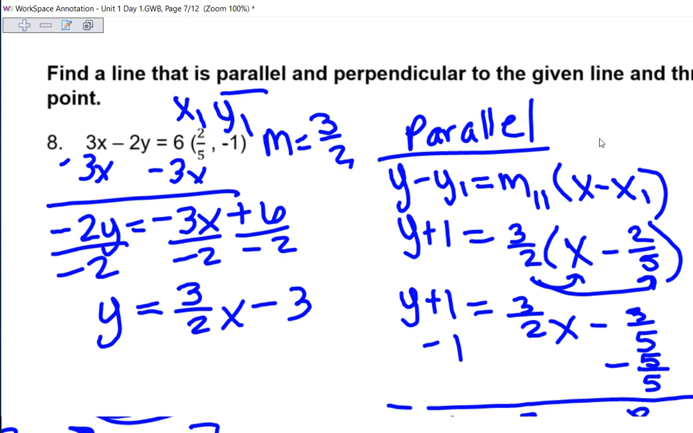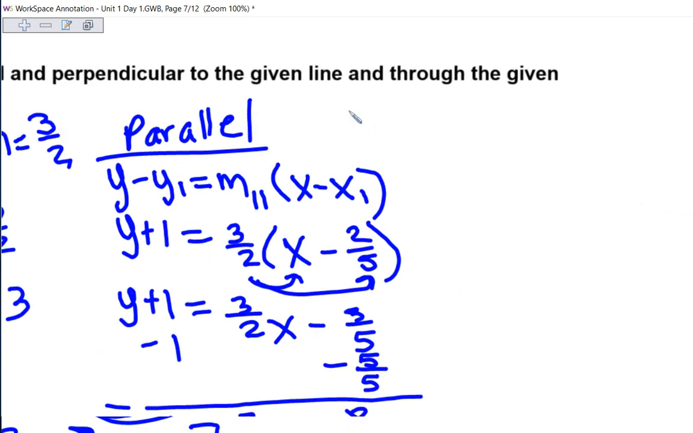But am I finished? All of that work, and we're still not finished because they asked for the equation for the parallel line. What else did they ask us for? Perpendicular. So I want you to go ahead and do that equation for the perpendicular line. So make sure you use the perpendicular slope.